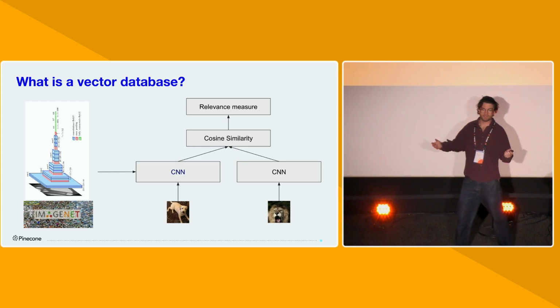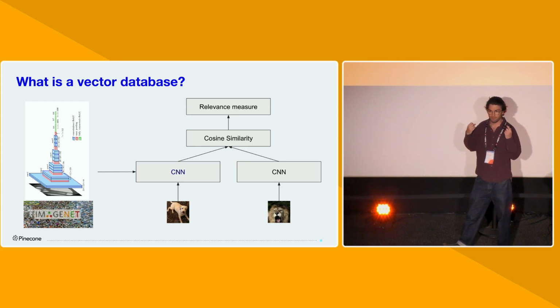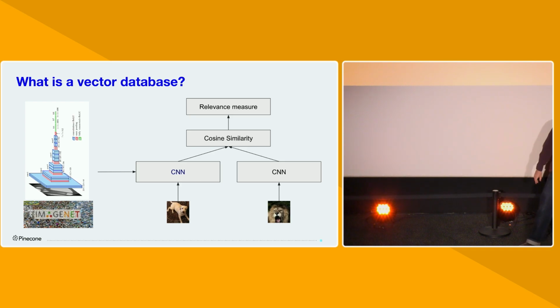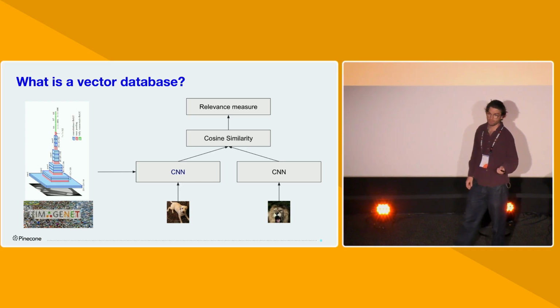So what is a vector database? A vector database is a database specifically tailored to storing these representations and searching them, generally with approximated algorithms in high dimensions, at very low latencies.